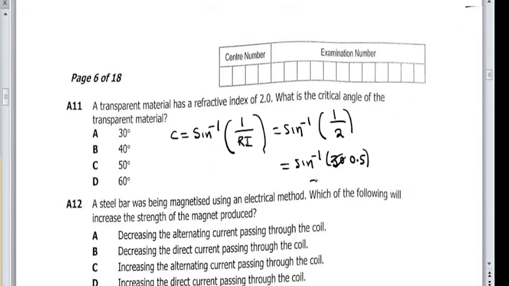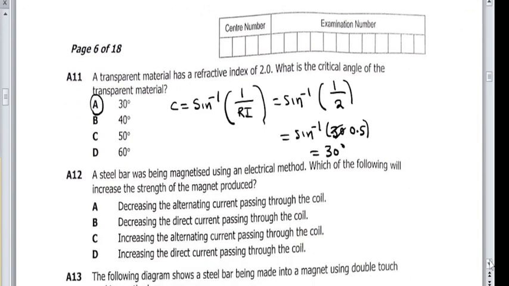The inverse of sine 0.5. And if you get the inverse of sine 0.5, you are supposed to get 30 degrees. So for number 11, the choice should be A. So the inverse of sine 0.5 should be 30 degrees. Alright. We go to question 12.